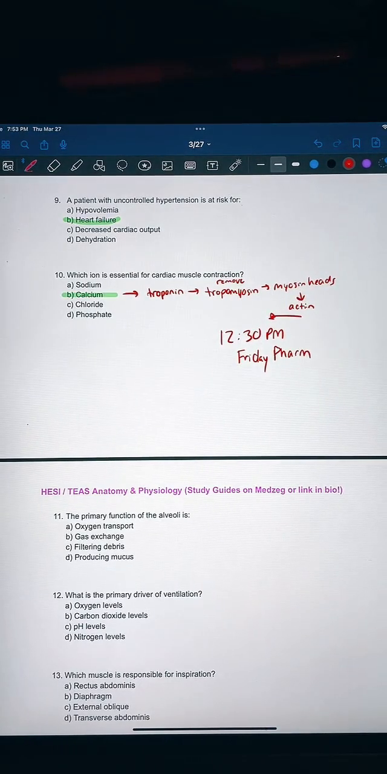Sodium generates the action potential, but not the contraction itself. It's calcium that deals with the contraction. Hopefully that clears everything up.